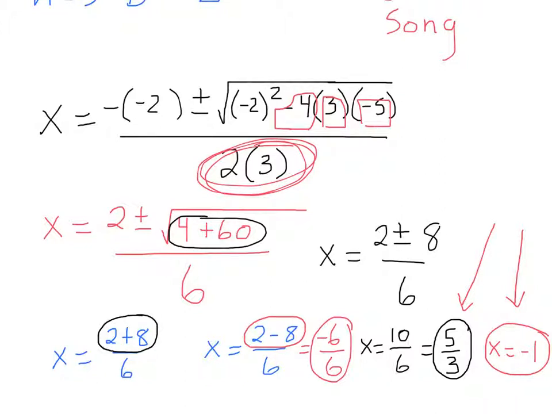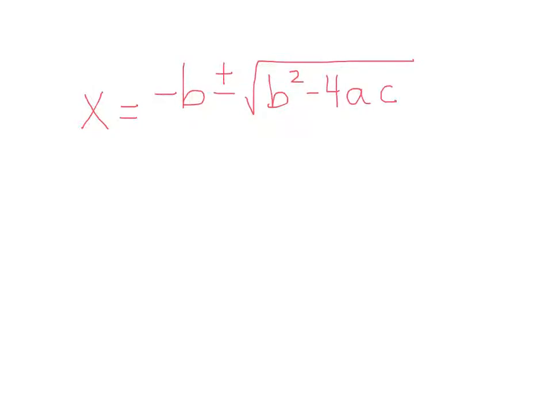Okay, so let's review. Remember, your quadratic formula is x equals negative b plus or minus the square root of b squared minus 4 times a times c, all over 2a. And the reason we get two answers is because one of the times we say negative b plus all this divided by 2a, and the second time we say negative b minus all this divided by 2a. That's why we get two answers.